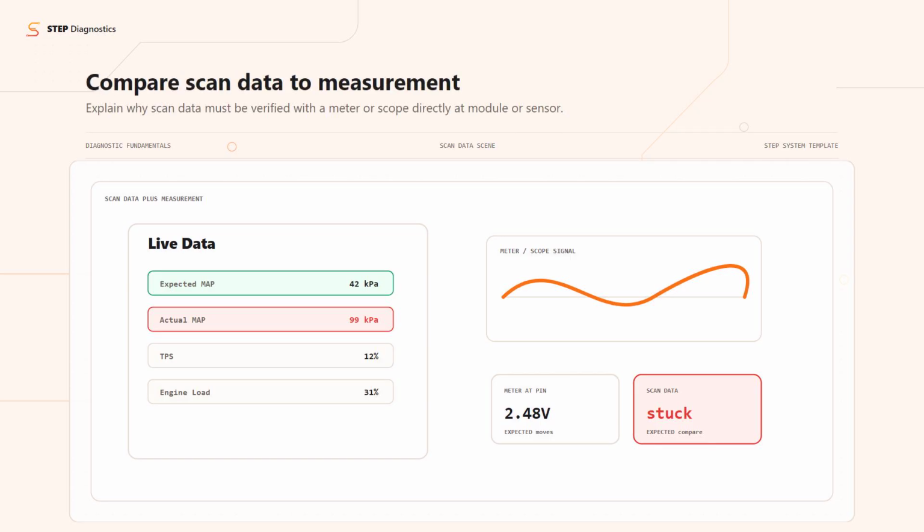It's important to confirm whether the scan tool's freeze frame or live data reflects what's actually present at the pin or in the system. A voltage drop, wiring fault, or bad ground can cause the ECU to see something very different than what you measure directly. Always use a meter or scope to check the real signal and compare it to what scan data reports.